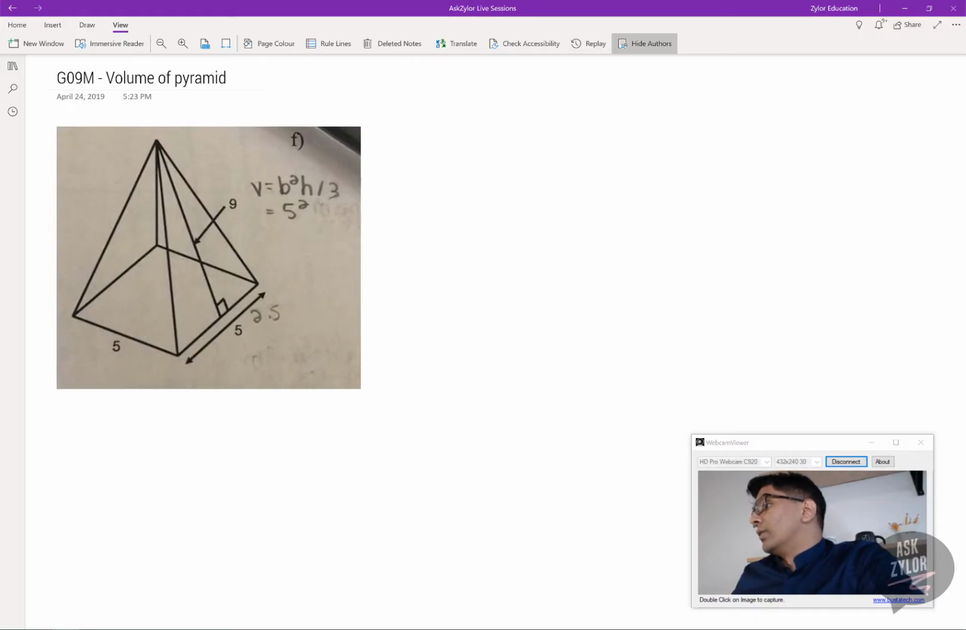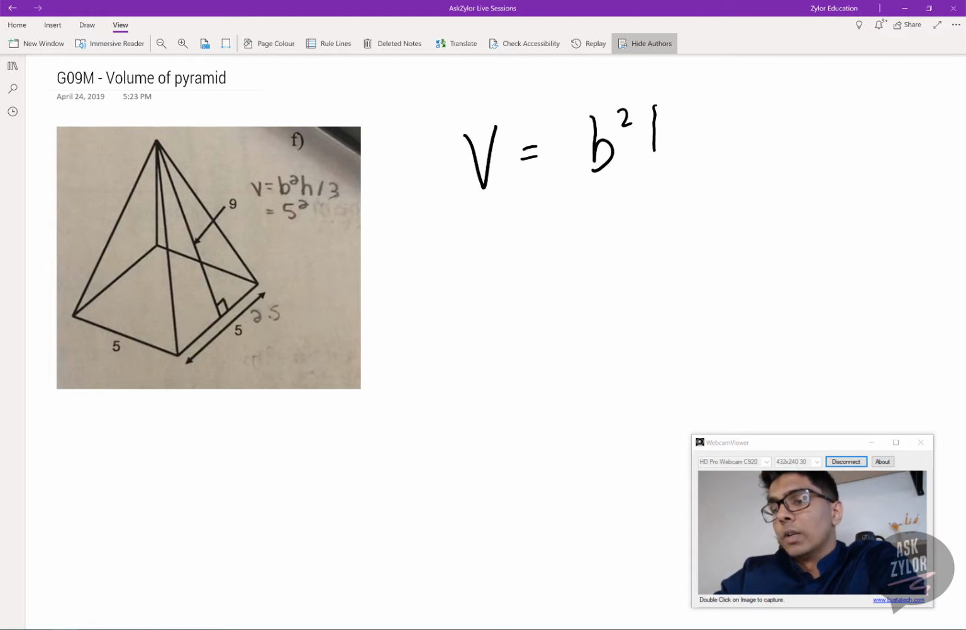So we're going to start with the first one. It's a grade 9 math question dealing with the volume of a pyramid. To start off, we will just write out the equation for the volume of a pyramid. So we have the volume is equal to base squared times height divided by 3.